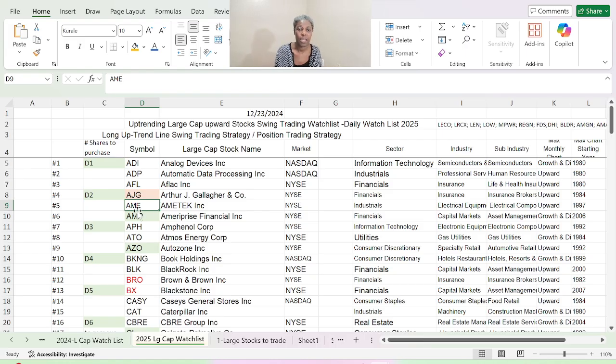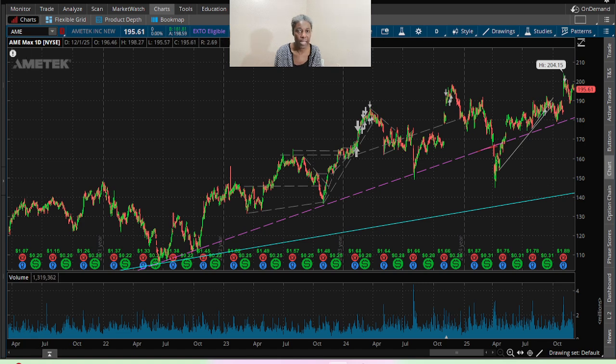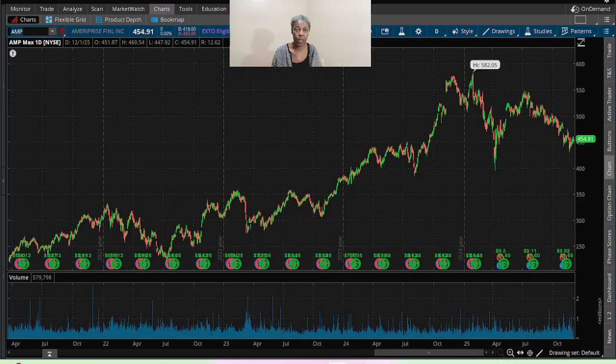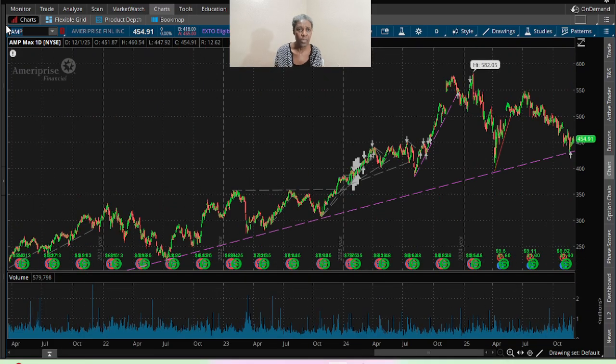So another one, AMP, is one we purchased, we have not sold it yet. So again, today is not a buy for AME. It's more just to keep an eye on it to see what it's doing. So AMP, yesterday the price went up. We have a green bar, so that means the price at the end of the day was higher than the price in the morning when the markets open.